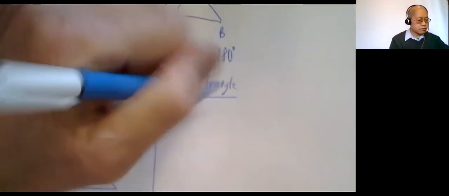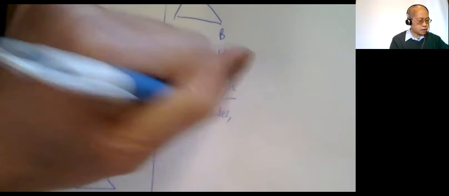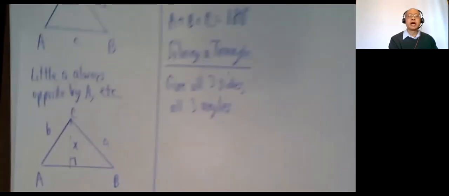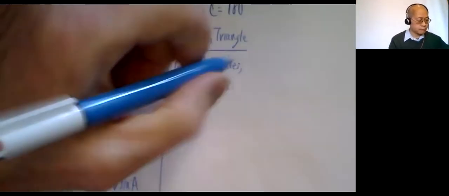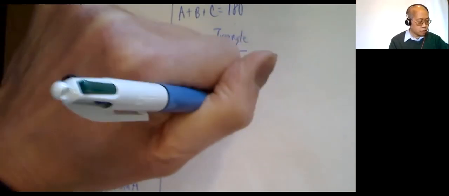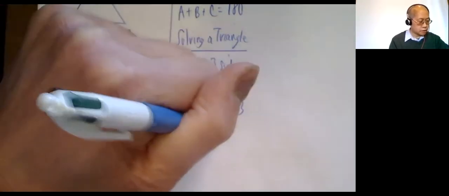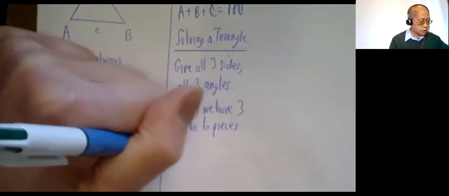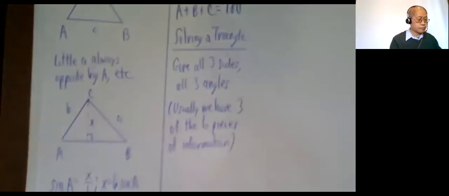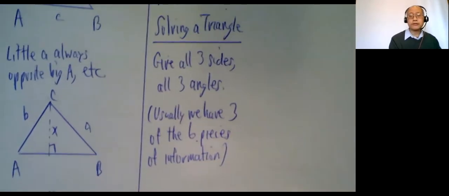And what does it mean to solve a triangle? Give all three sides and all three angles. Normally you'll be given three pieces of information. Usually we have 3 of the 6 pieces of information. That's typically what happens. Okay, so given some information, solve the triangle.